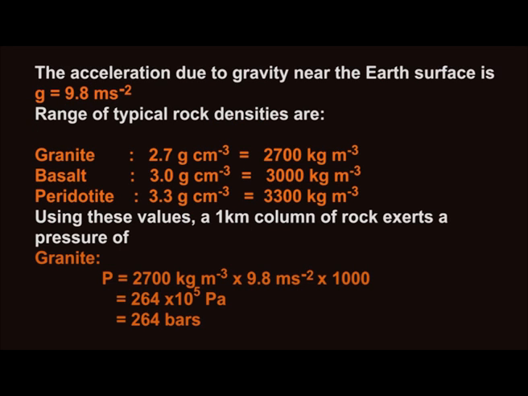The acceleration due to gravity near the Earth's surface is g equal to 9.8 meter per second square, and the range of typical rock densities are granite 2.7 gram per centimeter cube, basalt 3.0 gram per centimeter cube and peridotite 3.3 gram per centimeter cube. Using these values, a 1 kilometer column of granite, as you see on the screen, exerts a pressure of nearly 264 bars.